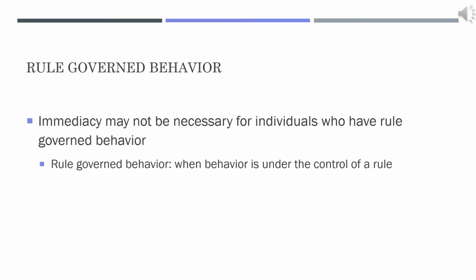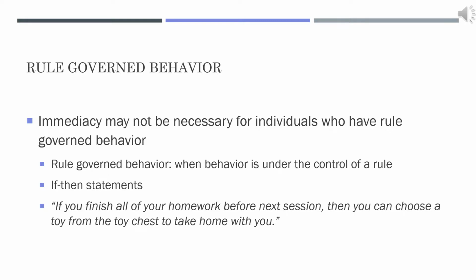If behavior is under the control of a rule, then the consequence can be delivered in the future rather than immediately following the behavior. Rules are typically stated in if-then statements. If the client engages in a specific behavior, then a specific consequence will occur. For example, a rule statement you may use with a client would be, if you finish all of your homework before next session, then you can choose a toy from the toy chest to take home with you.